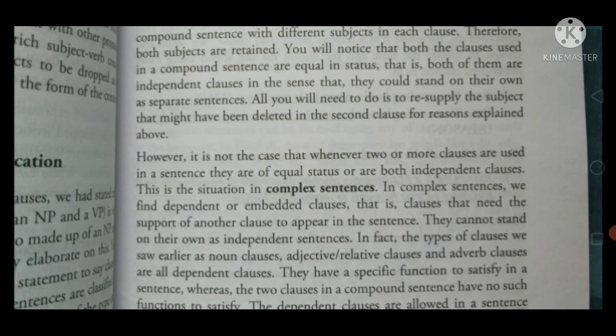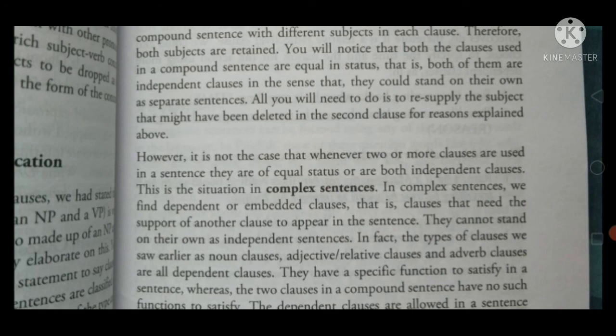However, it is not the case that whenever two or more clauses are used in a sentence, they are of equal status or both independent clauses. This is the situation in complex sentences.